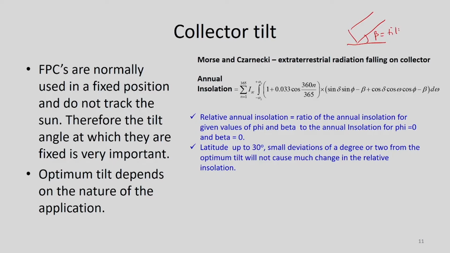So, this tilt angle is very, very important, and this is location specific and time specific. These FPCs are normally used in a fixed position. No tracking is employed in the case of flat plate collectors; they do not track the sun. Therefore, the tilt angle at which they are fixed is very important, because it will be fixed throughout the year. When we decide what angle to fix for the installation, we need to be very particular, otherwise we will be losing a lot of solar radiation.